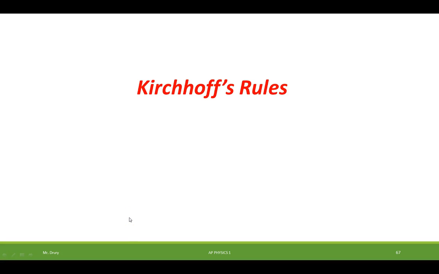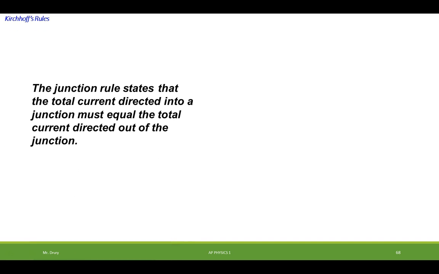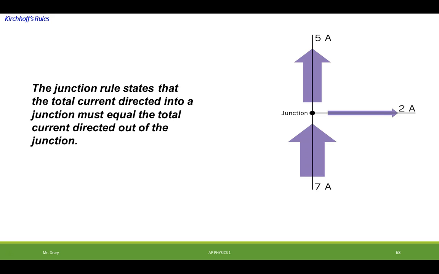Today's lesson will be on Kirchhoff's rules. The junction rule states the total current directed into a junction must equal the total current directed out of the junction. So in other words, let's say we have 7 amps coming into a junction point, and 5 leaves one direction and 2 leaves the other direction. So what goes in has to equal what goes out. It's kind of common sense.